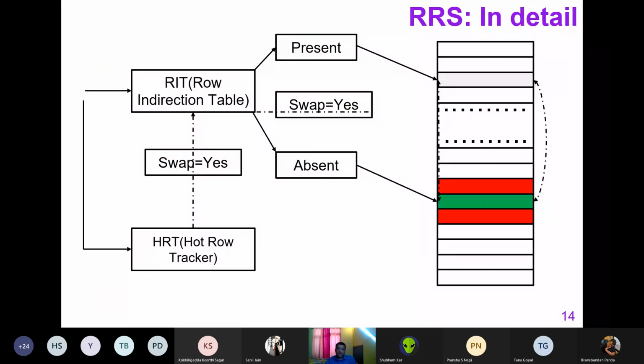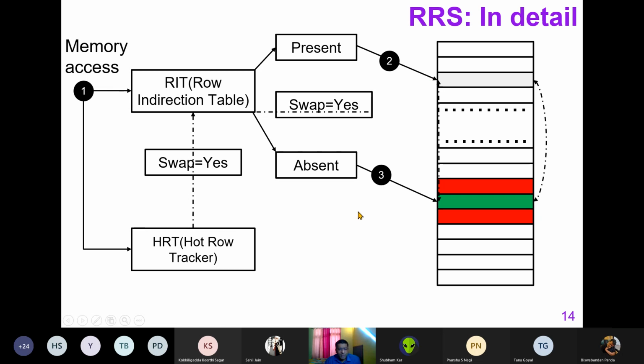Okay, now let's try to understand this RRS proposal in more detail. Suppose a memory access arrived. That memory access will be forwarded to both RIT and HRT. HRT is a tracking row, so it is basically tracking the aggressor or candidate for swap. RIT, just after a swap, stores the information that we discussed in the previous slide. Now if the candidate is present here, then it will go to the new location after the swap, and the transaction will be forwarded to this location.